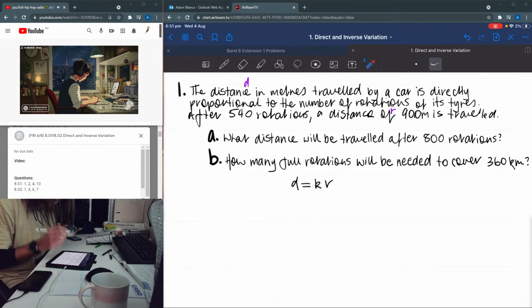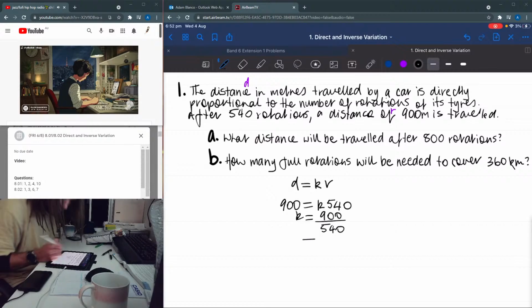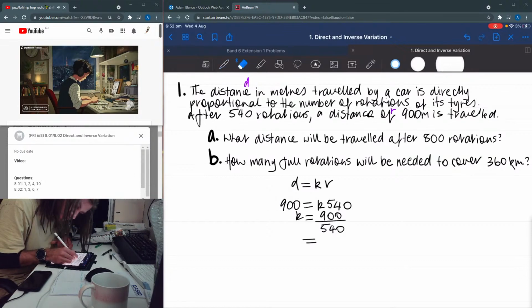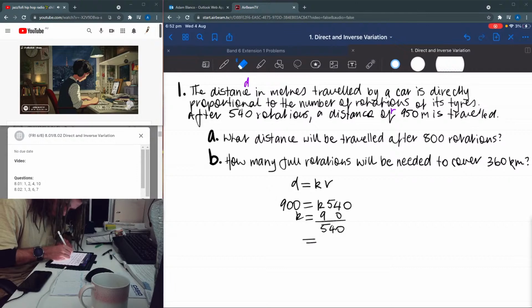That's quite easy because a question normally at the very start will give you a value for each. They give me an r and a d value. So the first thing I'm going to do is substitute those. d is 900, distance is 900, when I've done 540 rotations. Now it's quite easy to find k, it's just 900 over 540. The question actually has 950 in it. Does it really matter? Probably not, but I don't have to work this out on the fly.